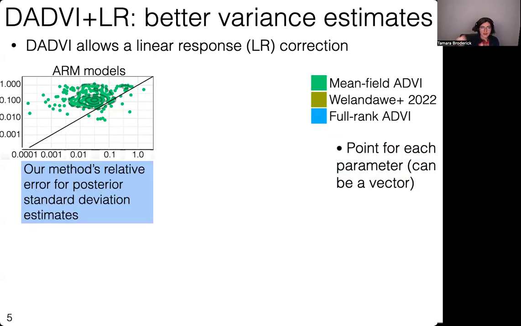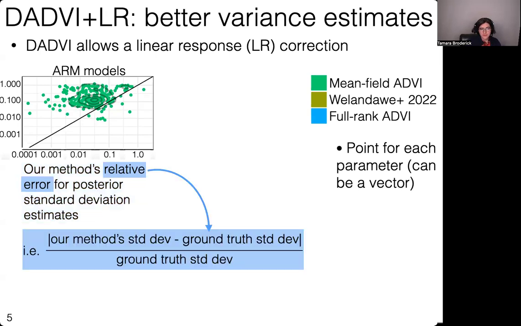On the horizontal axis, we have our method's relative error for estimating the posterior standard deviation. What do I mean by relative error? Our method returns an estimate of the posterior standard deviation. We compare that to the ground truth posterior standard deviation, which we're getting from MCMC, and then we put that in units of ground truth posterior standard deviation. And so in particular, if anything's above 1, that's pretty bad. We'd like it to be as low as possible. And again, notice the logarithmic scale in each case.